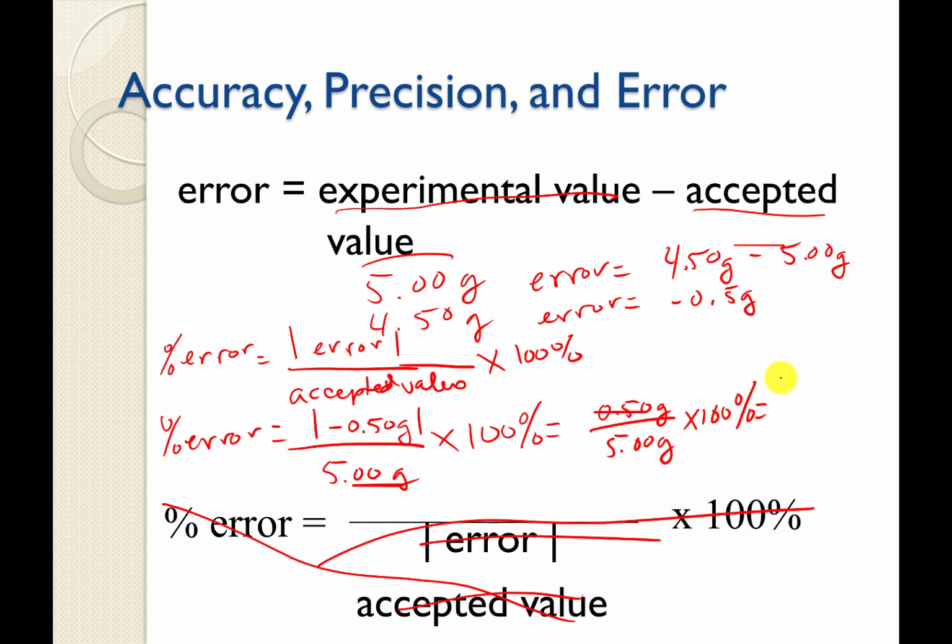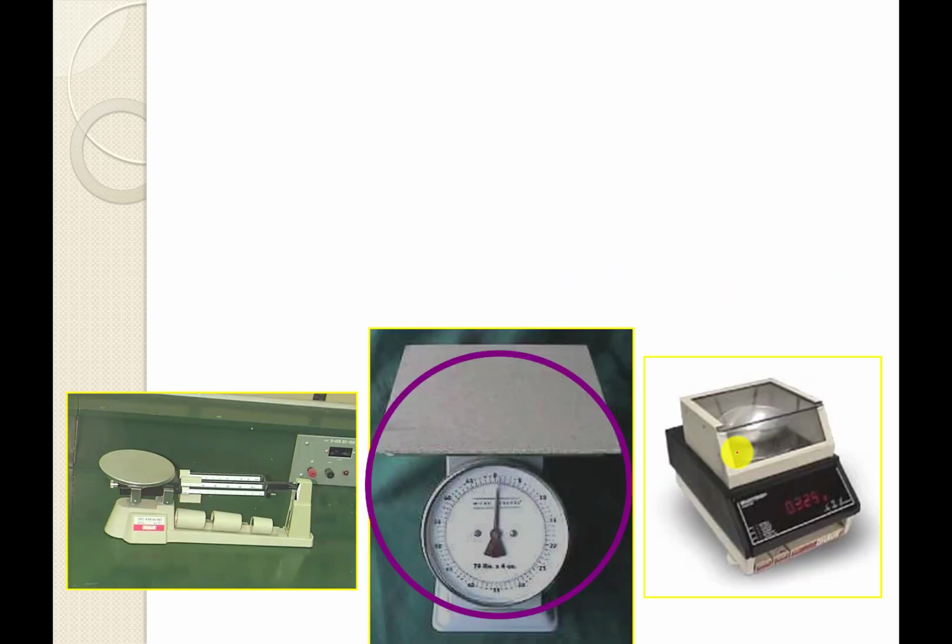I've figured this out before, but it's kind of easy to figure out even in your mind. 0.5 divided by 5.00 is exactly 0.10, and then we have to multiply that by 100%, and so that is going to equal 10%. So our error would be 10%. If you have a question on that, again, come and ask me. I'll have a question on the side for you to practice.